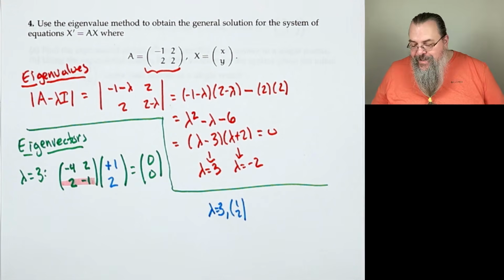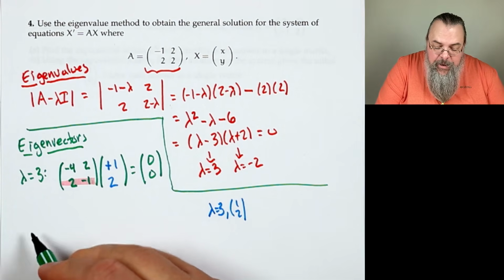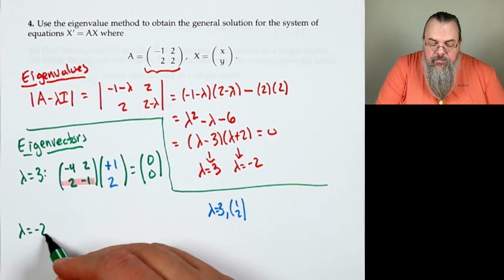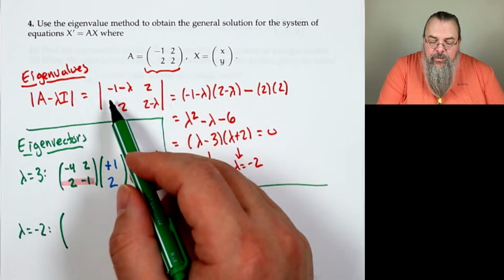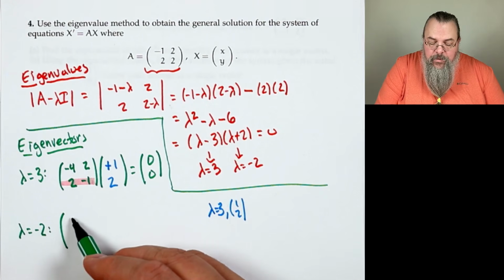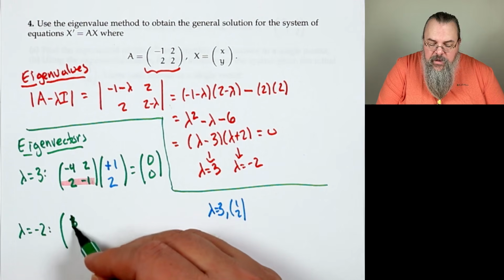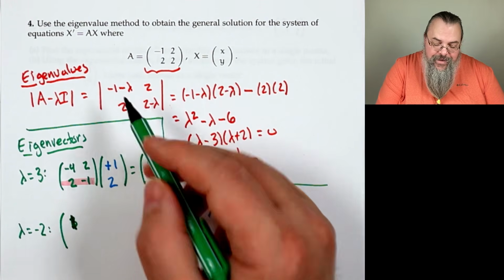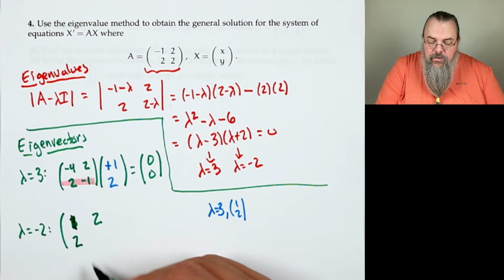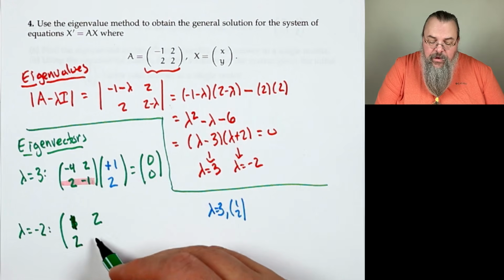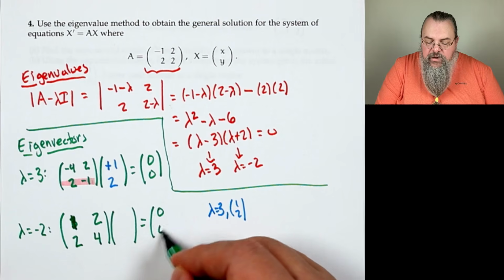We do that again, right? Because we got two eigenvalues. So we repeat the process. So lambda equals minus 2. Okay, so we're putting minus 2 up into this expression. Minus 1 subtract a minus 2 would be a 1. Right? Because it's minus 1 plus 2. And then you have a 2. Then you have a 2. And then 2 minus minus 2 is 4. And we have to multiply that by something and get out 0, 0.